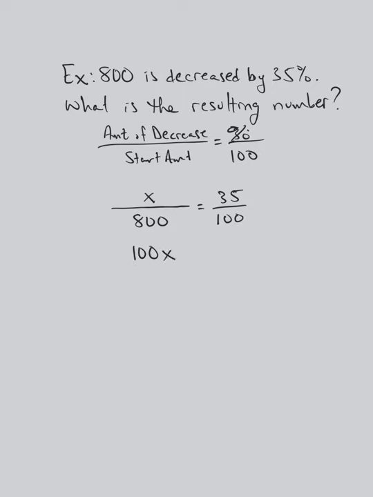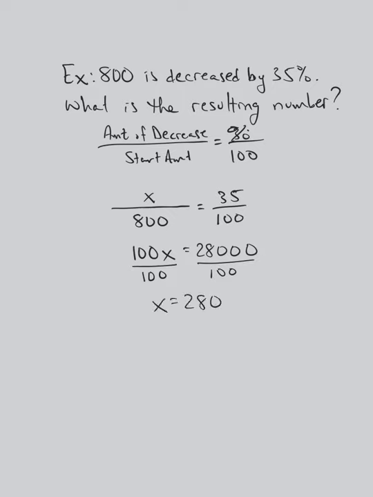We do the first cross product, which is x times 100, or 100x. And then our second cross product is 800 times 35. 800 times 35 is 28,000. Okay, and so we get 28,000 with that. And then to isolate the variable, we divide by 100. Okay, and there you're going to get x is equal to 280.